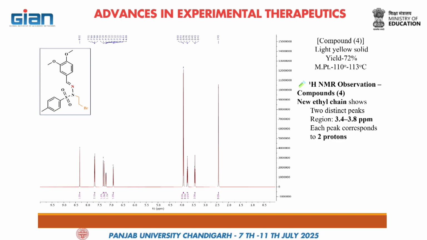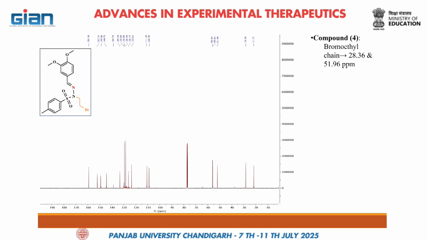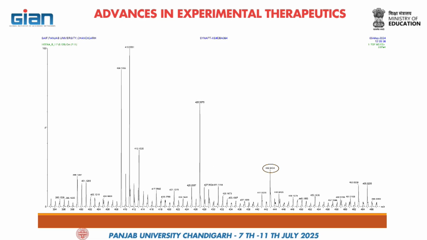So compound 4, which is our bromo derivative, was a light yellow solid. The 1H NMR observation of compound 4 shows that the new ethyl chain gives two distinct peaks at 3.4 and 3.8 ppm. Each peak corresponds to 2 protons. C13 NMR shows that the bromo-ethyl chain gives peaks at 28.36 and 51.96 ppm. The mass spectra give a peak at 422.94 that also shows the synthesis of our bromo derivative.